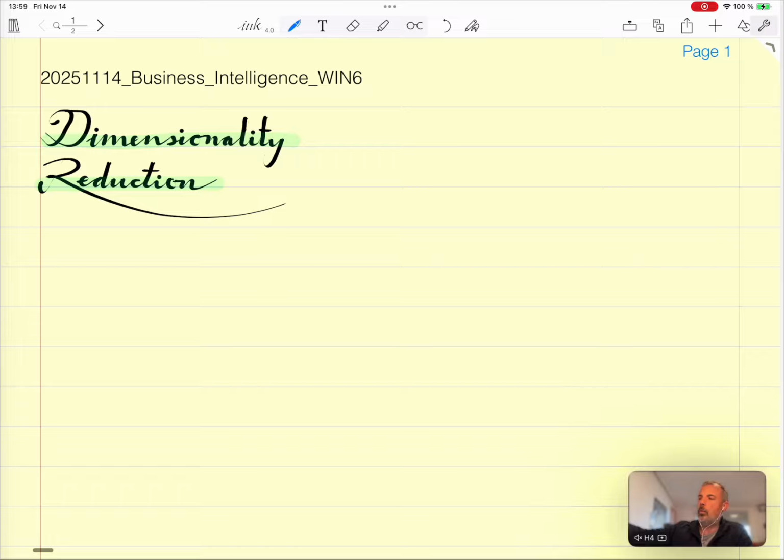Okay, today we are going to look at a very important topic called dimensionality reduction, in which we will learn how to take a multi-dimensional system and reduce this dimensionality to a number of dimensions that we choose and still be able to explain the most variability possible from it.